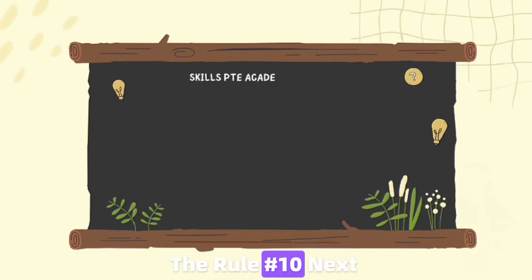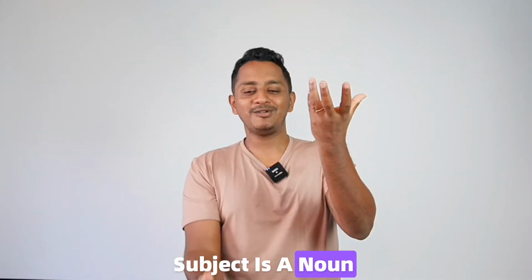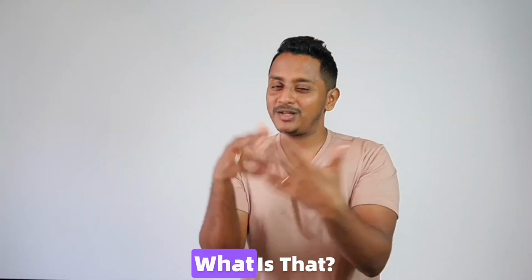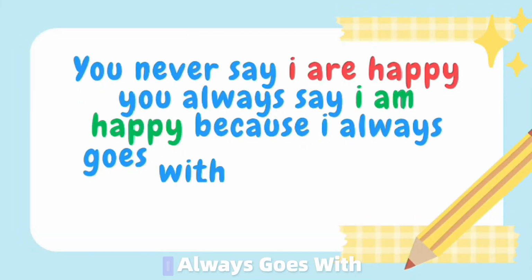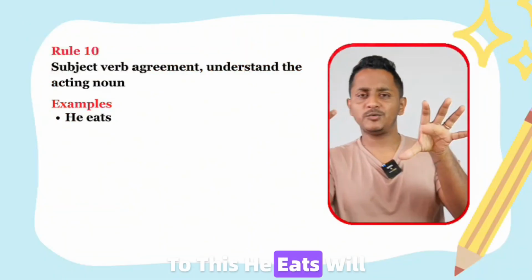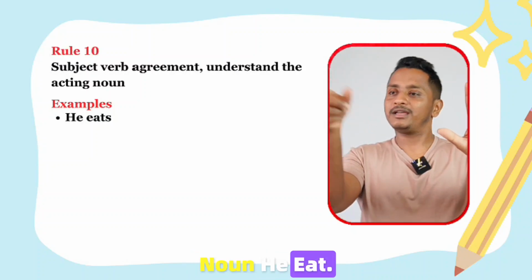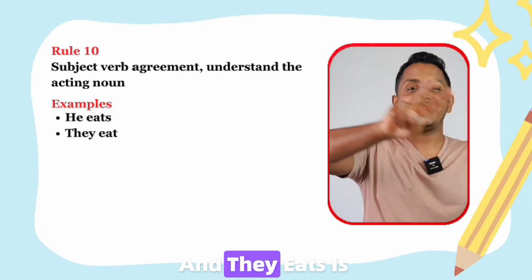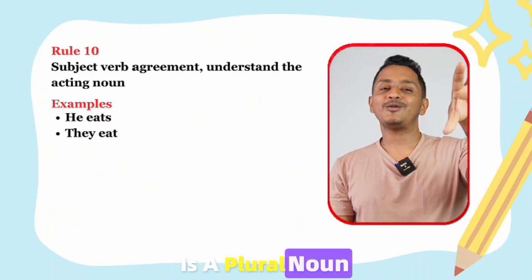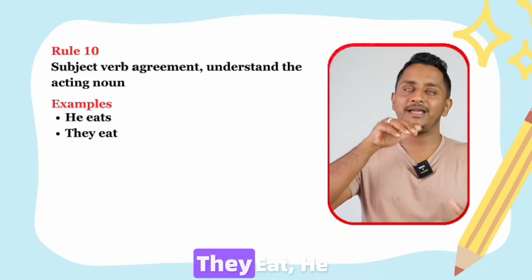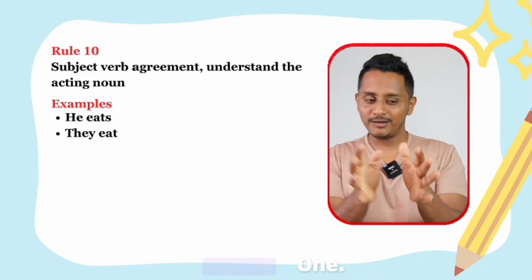doing an action. The rule number 10 next is about subject verb agreement. Subject is a noun, verb they agree on a rule saying I'll make friends with you if you do this. That is the agreement rule. You never say I are happy, you always say I am happy, because I always goes with the auxiliary verb am. The agreement is already made. Something similar to this: he eats. Singular noun he, eat, you need to add s in the present tense. He eat is wrong, and they eats is wrong. If the noun is a plural noun, they, then eat you will retain, you will not add s. Remember this. He eats, they eat. Very, very important one.